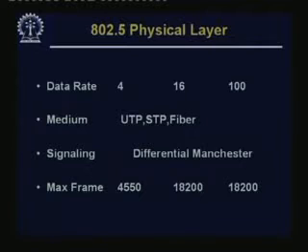The data rate may be 4, 16 or 100 Mbps, and the medium may be UTP, STP or fiber. Signaling is usually differential Manchester. We mentioned this earlier, how you represent your zeros and ones by electrical signals or optical signals as the case may be. The maximum frame size would be about 4550 bytes, or right up to 18.2 kilobytes.